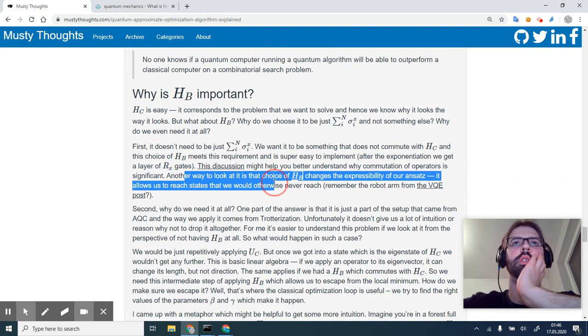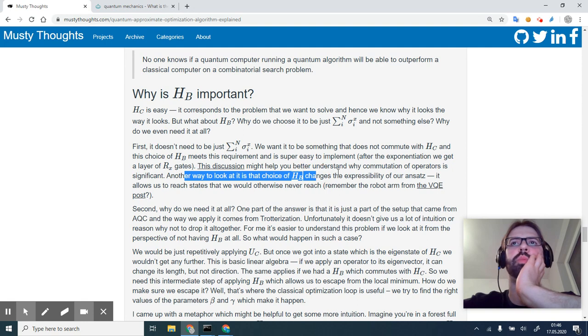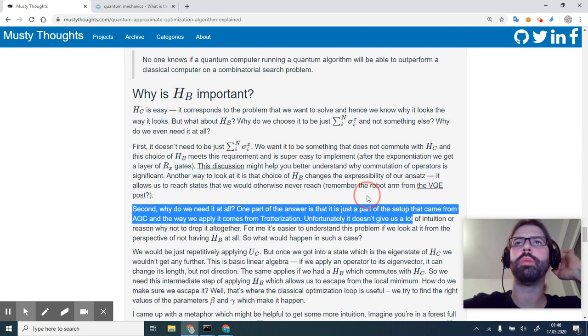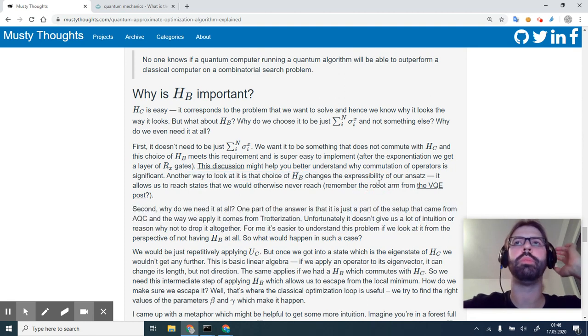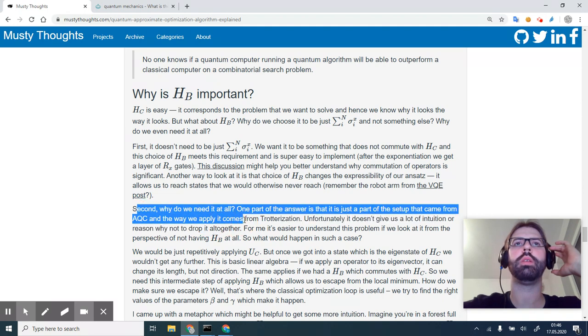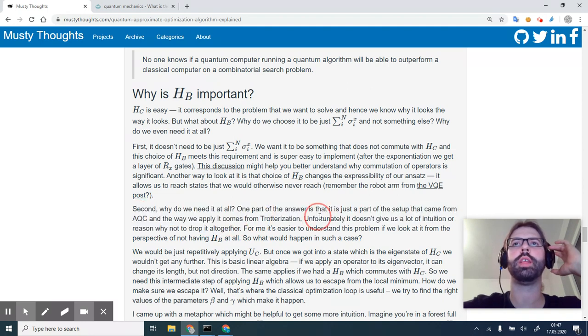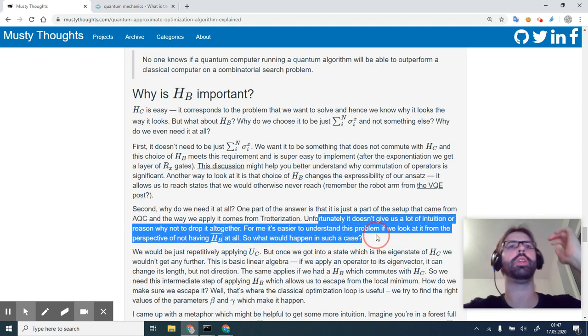Another way to look at this is the choice of HB changes the expressibility of our ansatz. It allows us to reach states that we would otherwise never reach. Remember the robot arm from the VQE post. Second, why do we need it at all? One part of this is that it is just a part of the setup that came from AQC, and the way that we apply it comes from Trotterization. Unfortunately, it doesn't give us a lot of intuition or reason why not to drop it altogether.